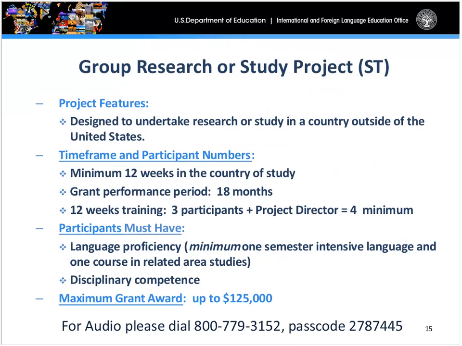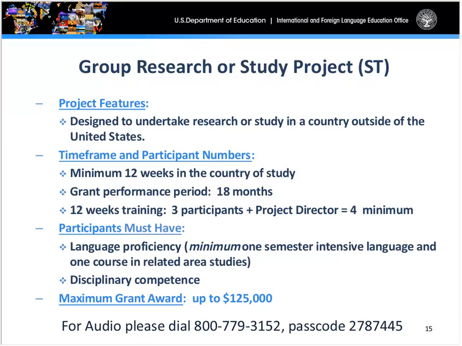So the group research or study project is the third of the four projects. This one is designed to undertake research and study in the culture, obviously outside of the United States. Here there's a minimum of 12 weeks in the host country. The grant performance period, again, is 18 months, just as the previous two. This is required: there's 12 weeks of training there, and three participants and a project director is the minimum.